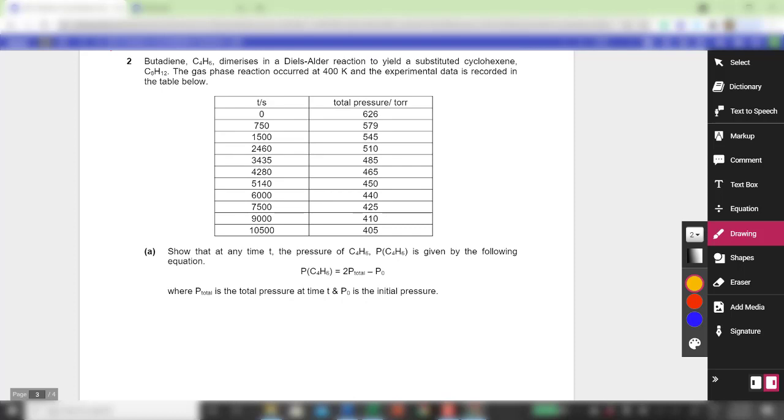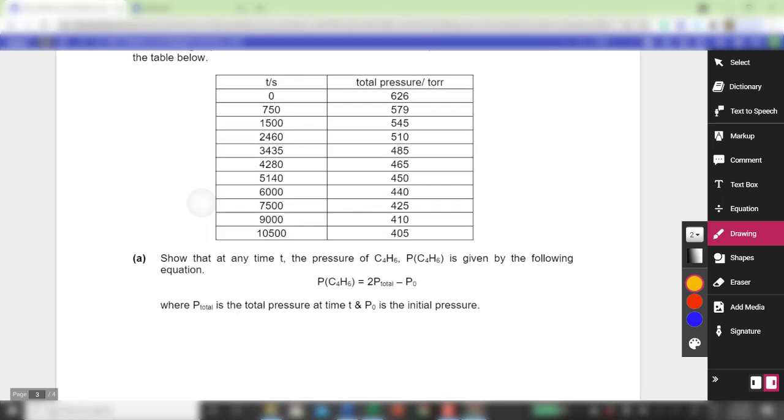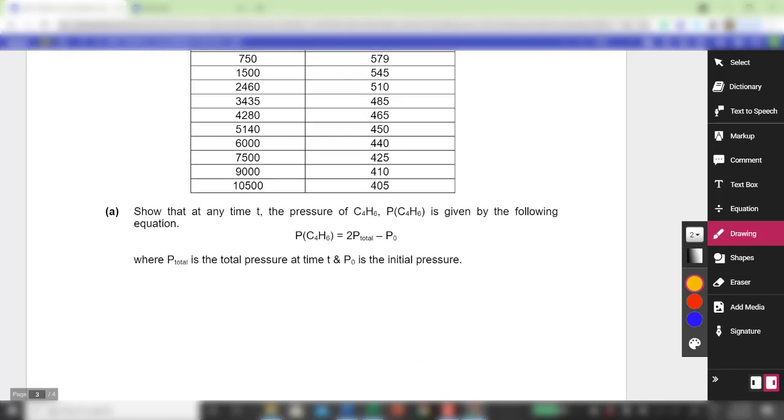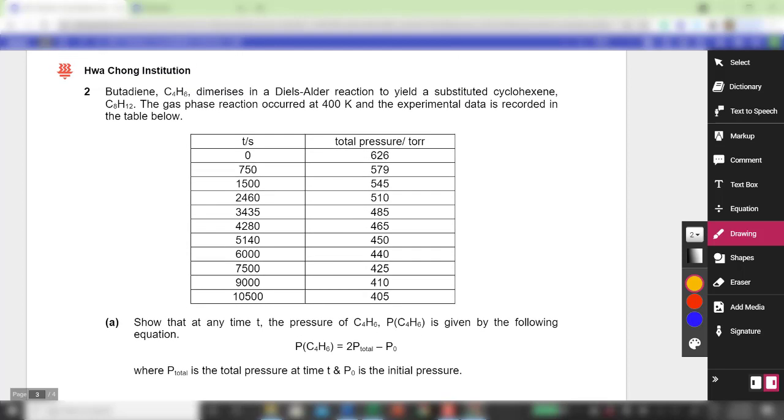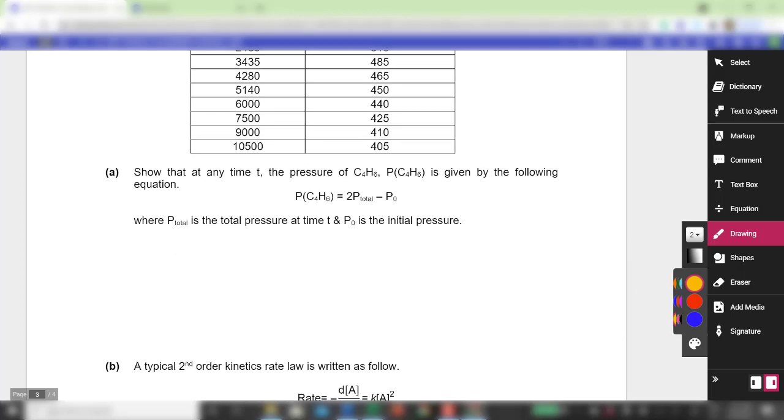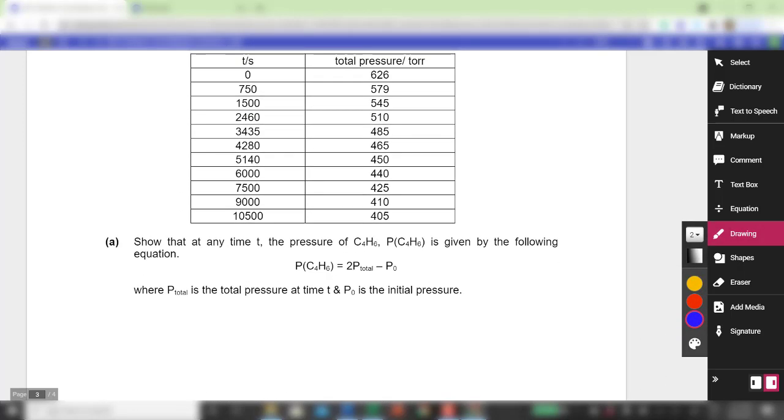They ask you to show that at any time t, the partial pressure of C4H6 is given by the equation below, which is 2 times total pressure minus P naught, where P naught is the initial pressure. You might be wondering, how can I possibly show this? It seems a bit complicated at the start.